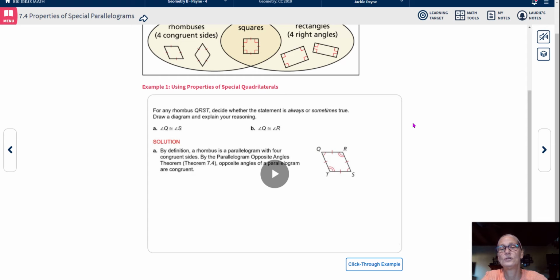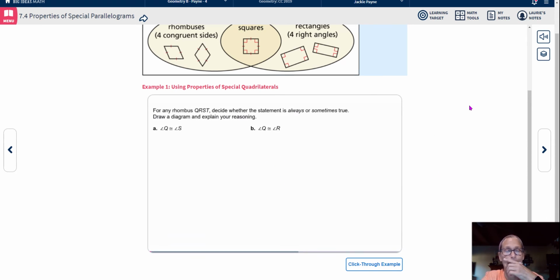Here we go. So the first thing we're going to do is take a look at how we can use these properties to decide whether a statement is always or sometimes true. For any rhombus QRST, decide whether the statement is always or sometimes true. Draw a diagram and explain your reasoning. Part A. Angle Q is congruent to angle S. Part B. Angle Q is congruent to angle R.